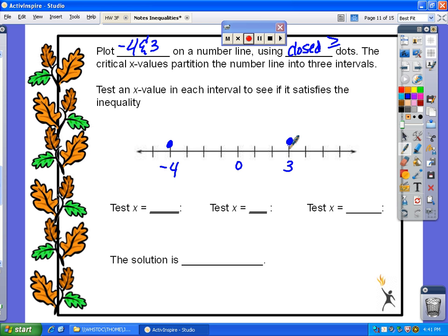The way we do this is to test values. Now, we don't want to use our critical values. So now I'm testing something in this region. So let's put in -5.